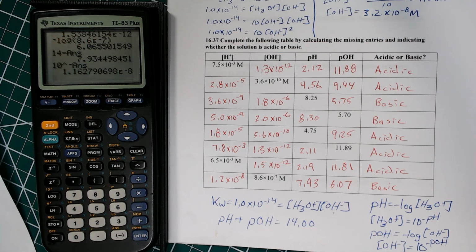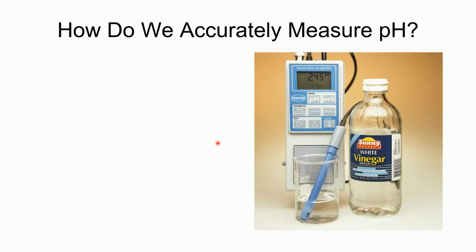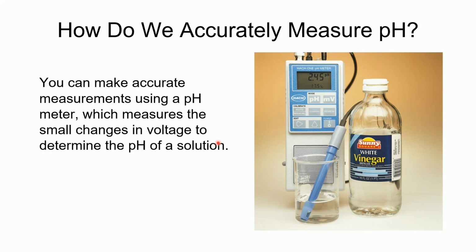Okay, so let's go back to the presentation, and I want to show you how it is that we measure pH. There's a couple of things that we can do to measure pH. Here we've got some vinegar. Vinegar is about 5% acetic acid, and you can make accurate measurements using the pH meter.